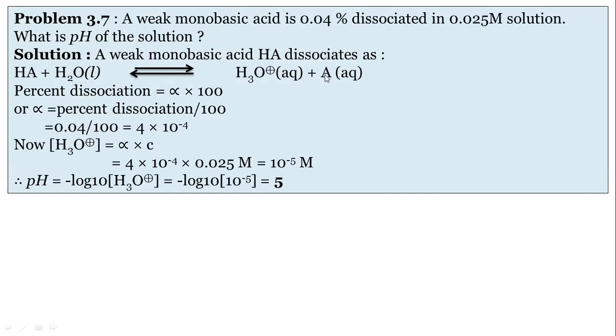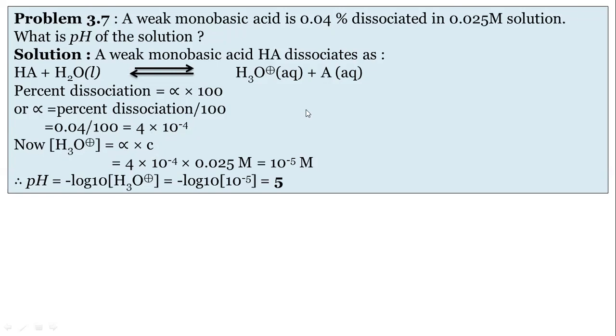I will make a correction. You have to remember H3O plus and A minus. Actually, A minus should be there. So percentage dissociation, you know, is alpha into 100. So alpha is equal to percent dissociation divided by 100. So we have to calculate this value first, because 0.04 percentage means 0.04 divided by 100. So H3O plus is equal to alpha into C.